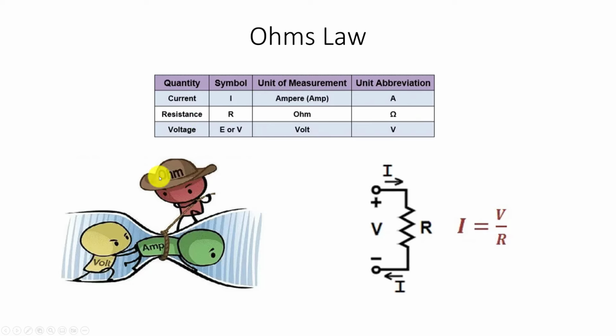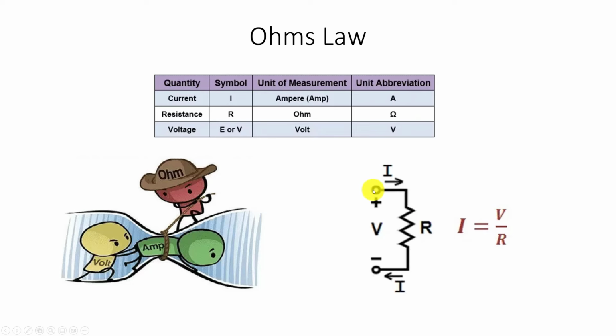I like this little illustration here. We're going to apply voltage across something, and we're going to be trying to push that current through that wire, or that resistor, or that strain gauge. Depending on the resistance that we have, it's going to allow only so much current to go through there. So if we increase the resistance, making it harder to get through, we're going to have less current going through here. This is known as Ohm's law, where current is equal to the voltage divided by the resistance.